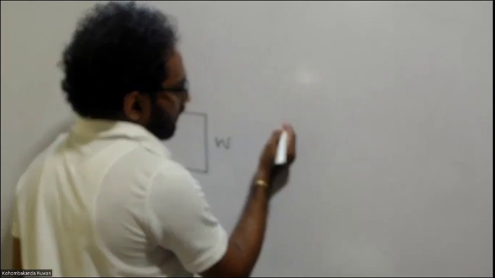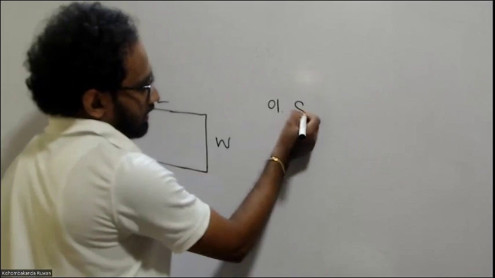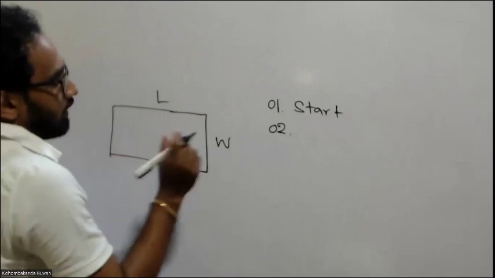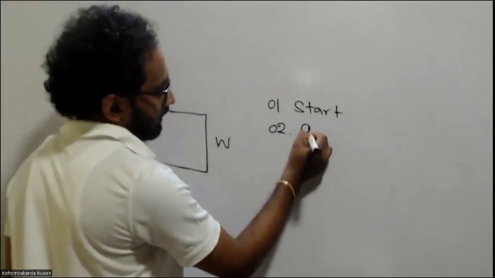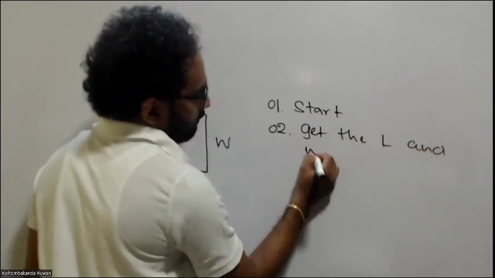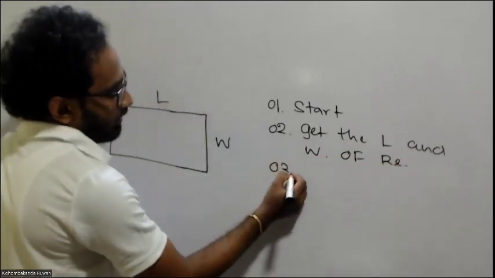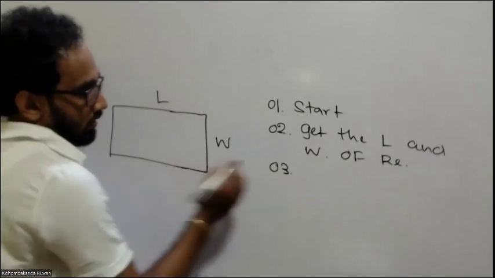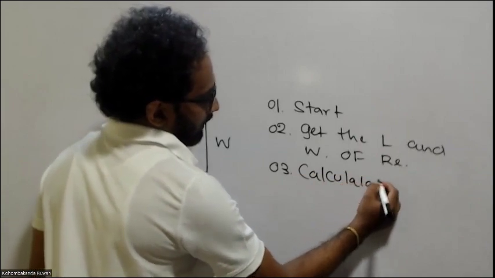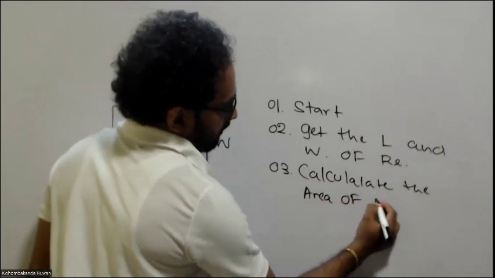Now, I am going to write the algorithm. First step is start. Second one is get the length and width of the rectangle. Third step, calculate the area. Calculate the area of the rectangle.